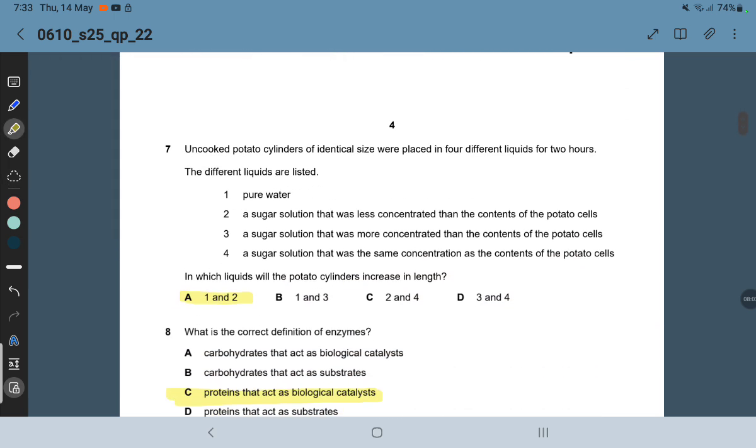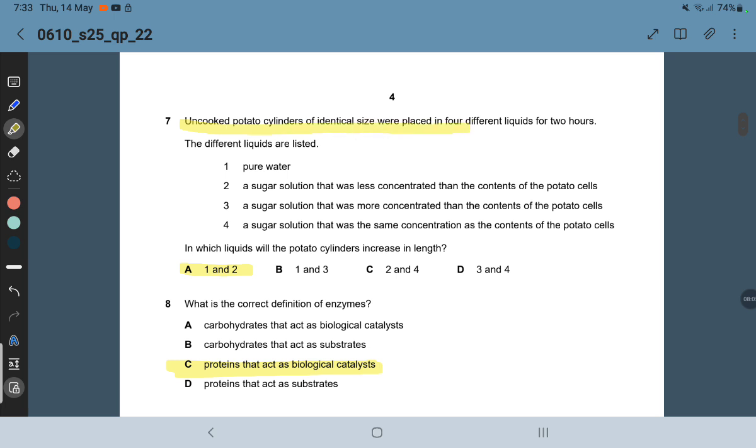Now question number 7 is telling you uncooked potato cylinders of identical size were placed into 4 different liquids. Just for your information, the 4 different liquids are your independent variable. The liquids listed are pure water, a sugar solution that was less concentrated than the contents of the potato cells, a sugar solution that was more concentrated than the contents of potato cells, and a sugar solution that was the same concentration as the contents of potato cells. In which liquid will the potato cylinder increase in length?